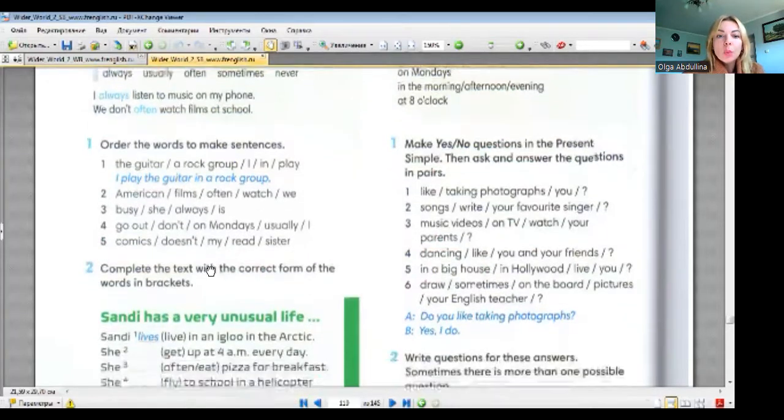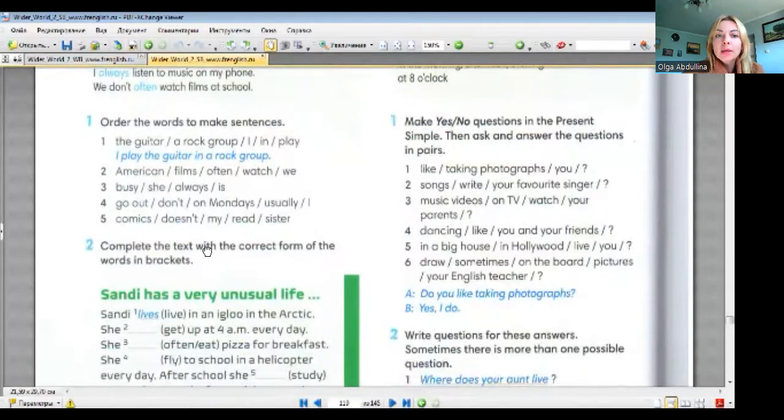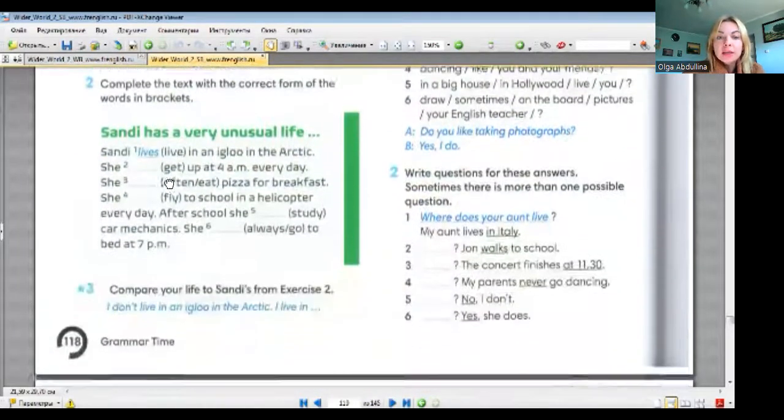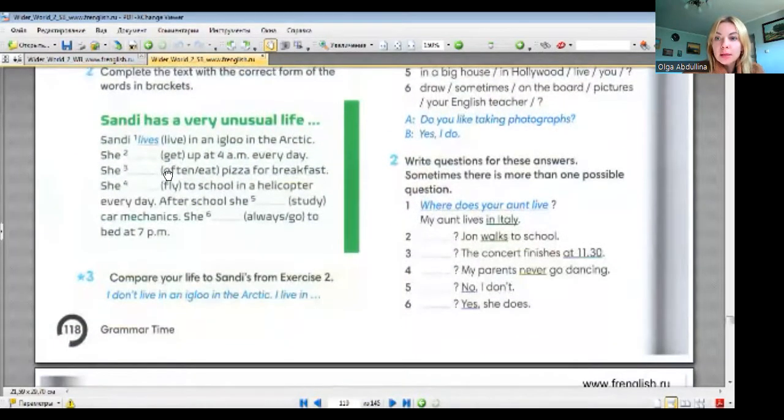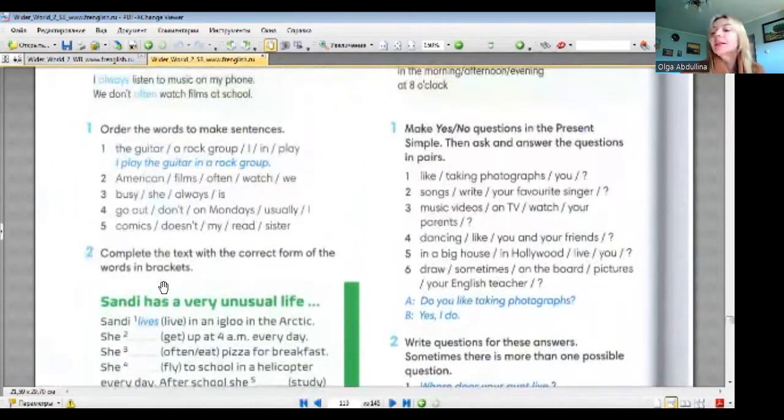Так, so, we are going to work with number 1, number 2, and number 3 today. So, that is page 118. І все це на сторінці 118. I'll explain how to do that. Я поясню, як це робити, і ви будете робити це самостійно. So, order the words to make sentences. Поставте в правильному порядку, аби вийшли речення.